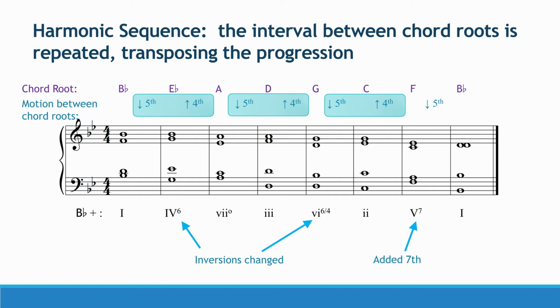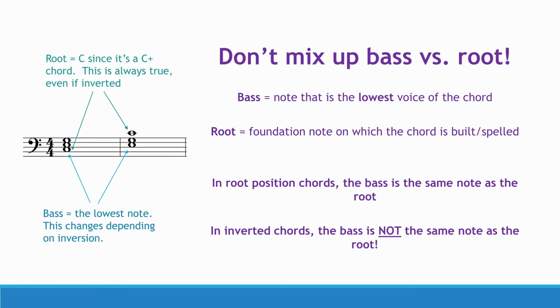If you're a little bit confused about how this still constitutes the same sequence, I want to point out you need to be really, really careful not to mix up the concept of bass versus root. A bass note in a chord is the note that is the lowest voice of the chord. So it's a note in the lowest register. In our example that you're seeing on screen, in the first bar, C is our bass note. In the second bar, E is our bass note. So basically, we see that the bass changes depending on the inversion of the chord.